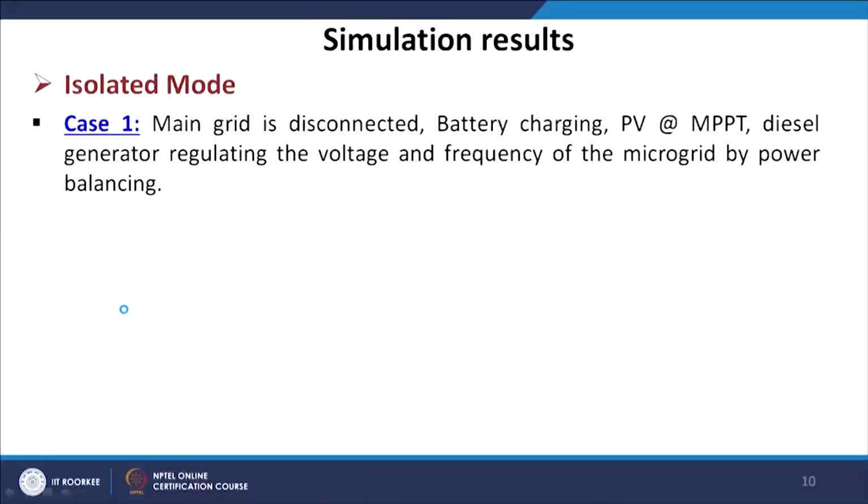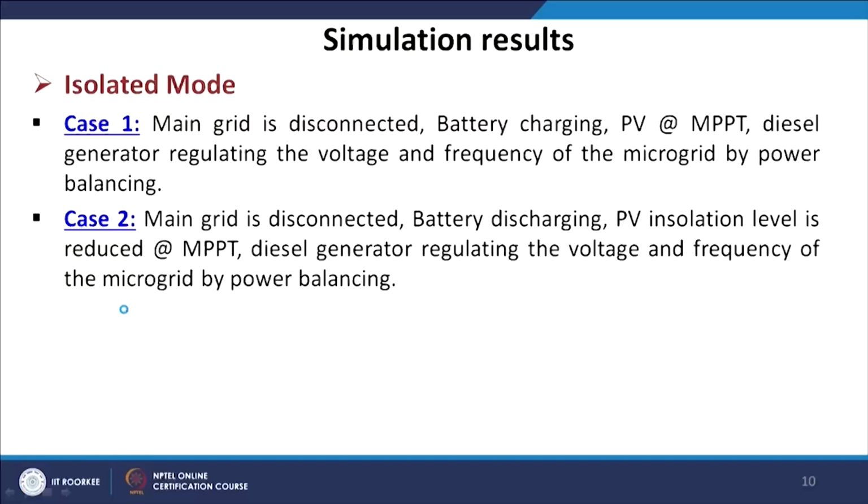Now, what could be the scenario that may occur during an isolated mode? In case of isolated mode, let us consider the case 1 where the main grid is disconnected. Now, the battery is getting charged and my PV is operating at MPPT. The diesel generator regulates both voltage and frequency by power balancing.